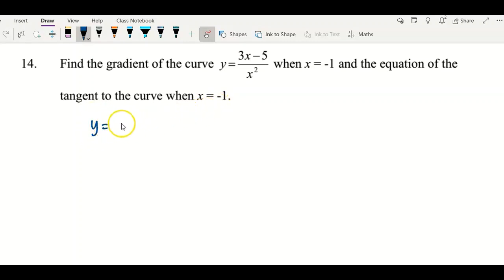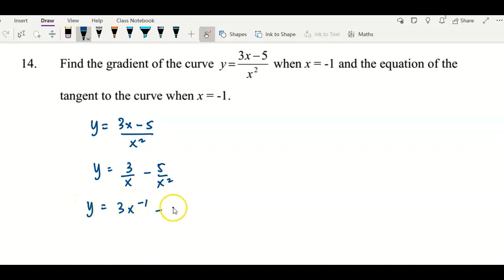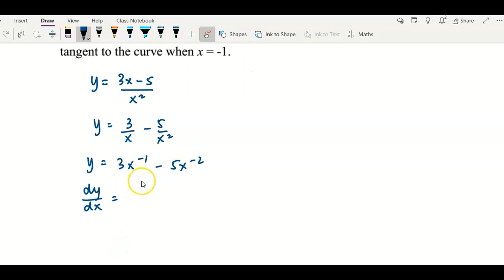Firstly, I consider the curve function as two separate terms, so that it is easy for me to differentiate. I got 3 over x minus 5 over x squared, which is 3x to the power of negative 1 minus 5x to the power of negative 2. Then I get my dy/dx by differentiating term by term. You get negative 3x to the power of negative 2 plus 10x to the power of negative 3. Simplify, you have negative 3 over x squared plus 10 over x cubed. This is your dy/dx.